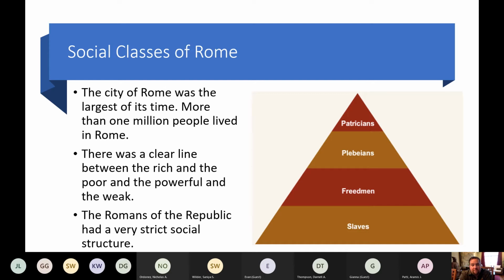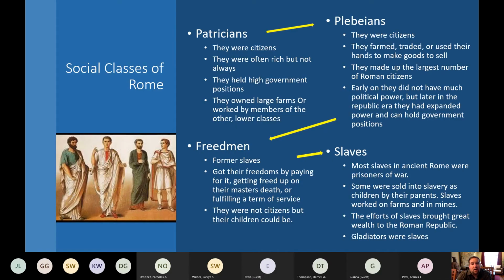And the Roman Republic had a very strict social structure. So you can see there the patricians are at the top, then the plebeians, and then the freedmen, and then the slaves. So the next slide, we're going to actually talk about those differences. So the patricians, they were kind of the full citizens. They were often rich most of the time, but not always technically. But usually they were very wealthy. They held high government positions, and they owned large farms that were worked by members of the lower classes. Underneath them were the plebeians. They were also citizens. The patricians and the plebeians were both citizens, but the plebeians were kind of the farmers and traders, and they used their hands to make and sell goods.